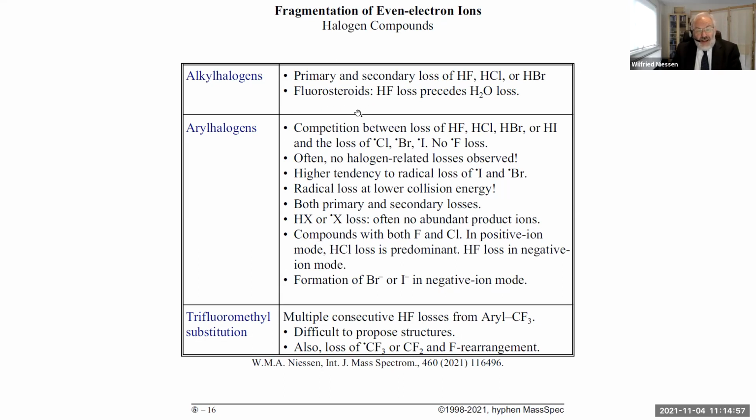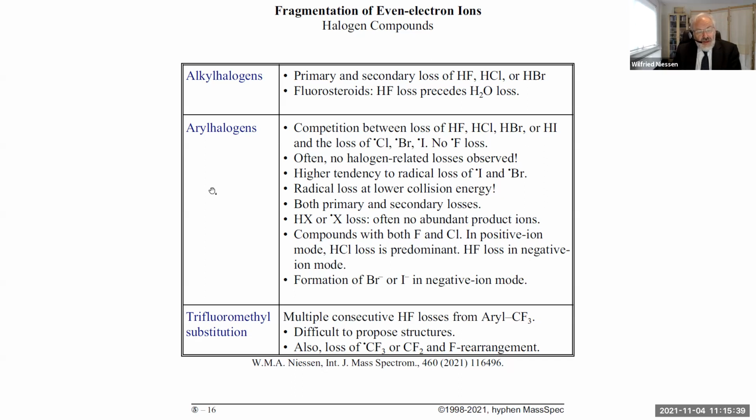Interestingly, there are quite a number of anabolic steroids which have some fluorine on the 6th position, or on some other position, let me say the 9th position. For these fluorosteroids, you see losses of HF preceding the loss of water. So you first see the loss of HF, and then the loss of H2O. If you look in negative ion mode, it is the other way around.